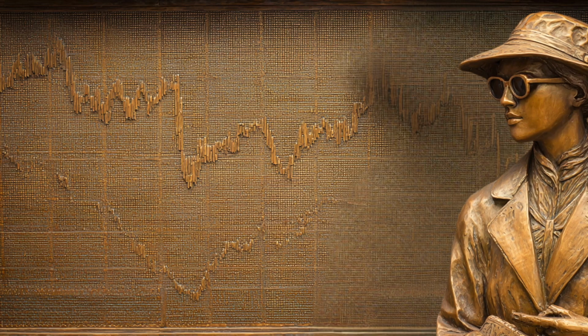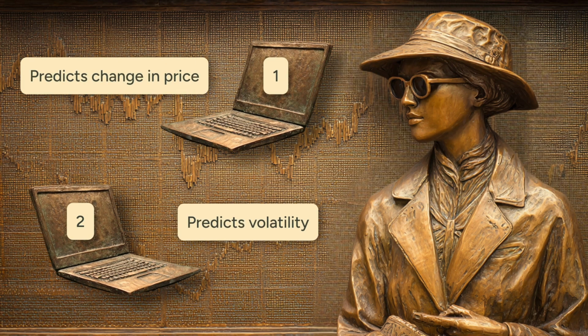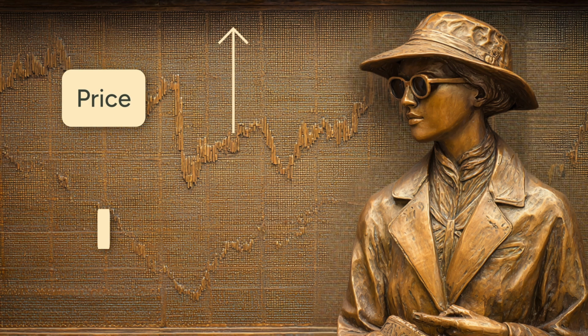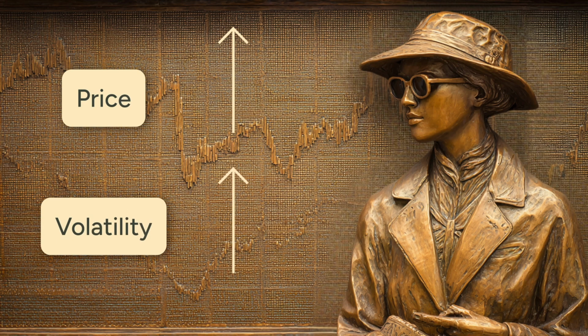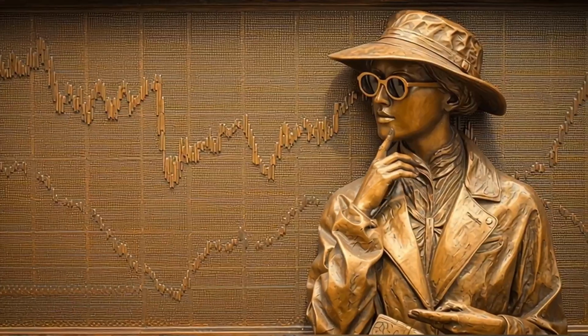You're a quant, and quants love models. You have two models. One predicts the change in price and the other predicts the volatility. For one stock in particular, you believe the price will go up, and the volatility will too. You'd like to put these predictions to the test, but you only have limited cash on hand. What's a quant to do?